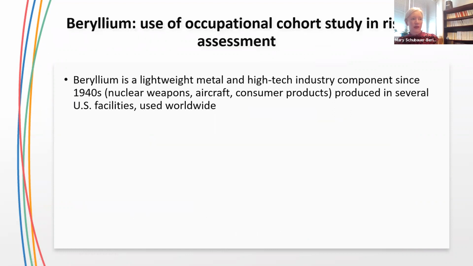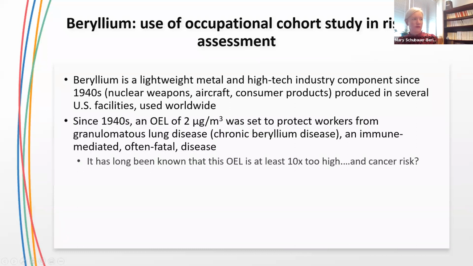So for beryllium, this is an agent that has been studied for years. It's a lightweight metal and high-tech industry component that's been used since the 1940s to produce nuclear weapons, aircraft, and more recently, consumer products. It's produced in several US facilities, but used around the world. An occupational exposure limit in 1940-something of 2 micrograms per cubic meter, which is very, very low, was set to protect workers from a granulomatous, often fatal lung disease called chronic beryllium disease. However, it's long been known that this OEL is not protective.